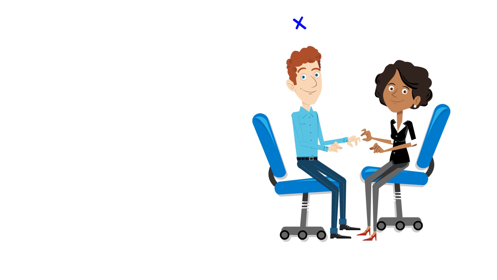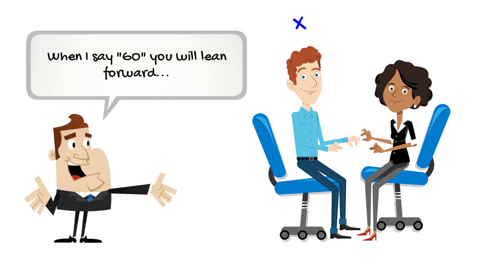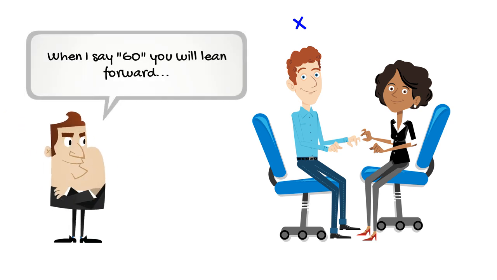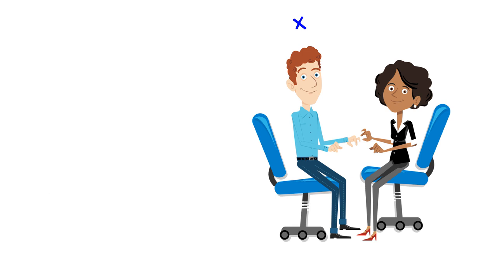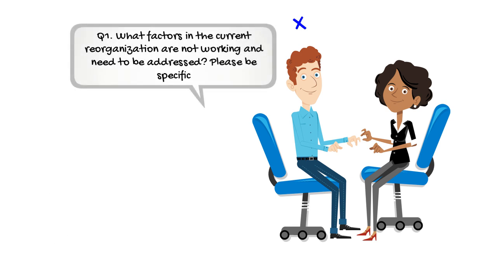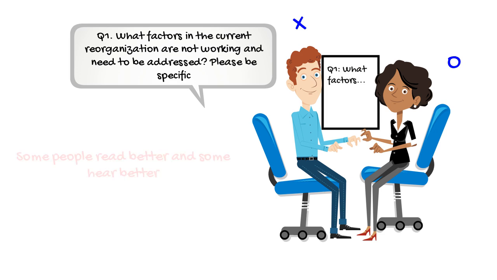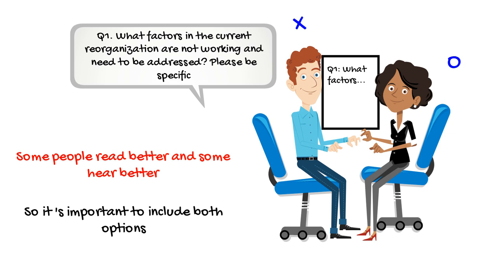Those who have an X on their paper will, when you say go, lean forward to the person sitting across from them and read their question to the individual, who is an O person, and at the same time show it to them. Some people have an easier time processing the question when they can read it, while others do better when it is read to them, so it's important to include both options.